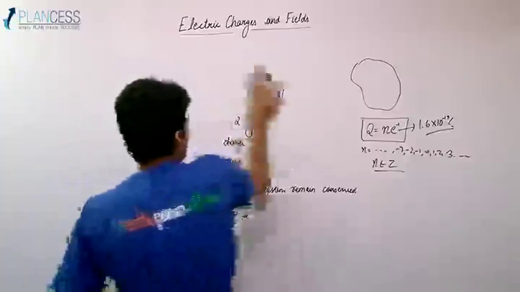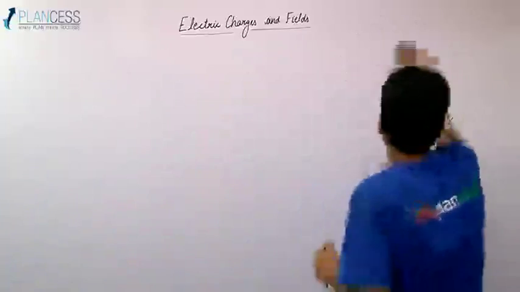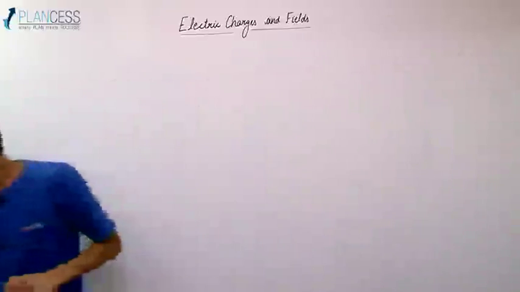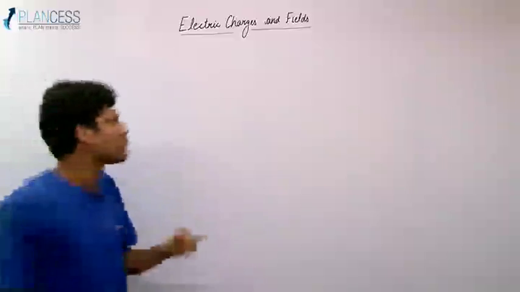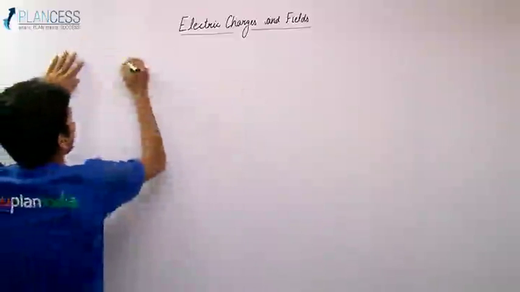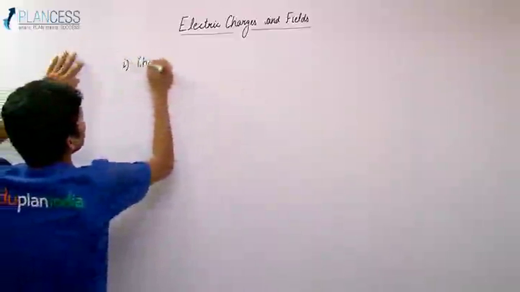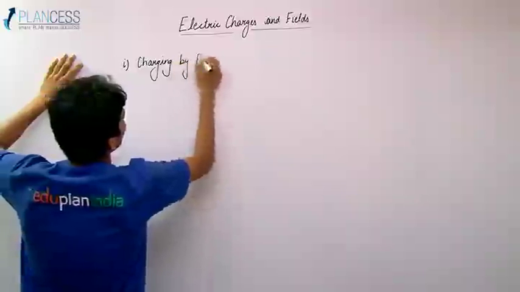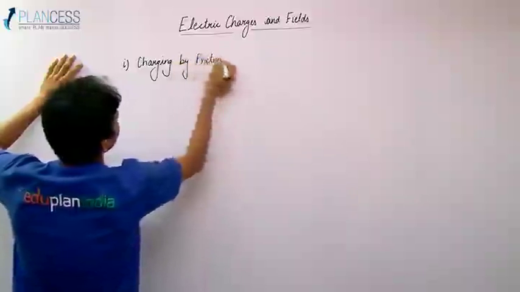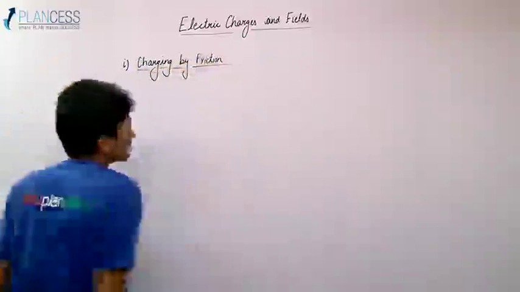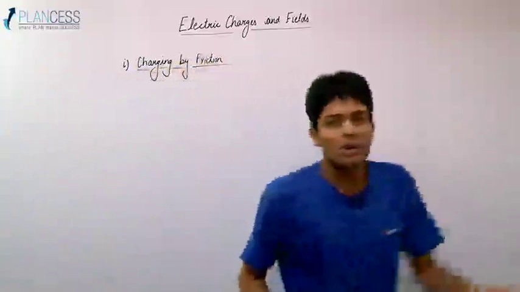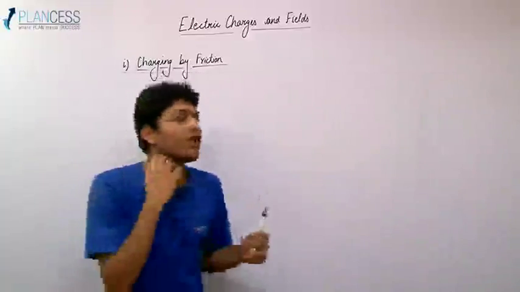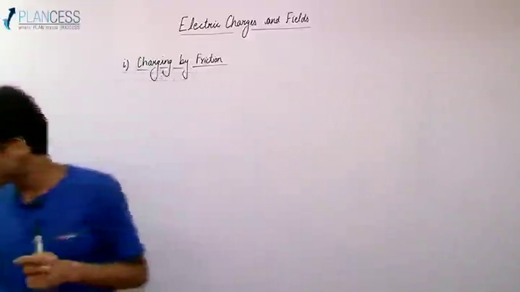Now, after studying what a charge is, let's study the various methods by which we can charge a neutral body. The first and most basic method of charging a body is charging by friction. So charging a neutral body by friction. You all know the concept of friction. Friction is the interaction between the surfaces of two solid bodies.